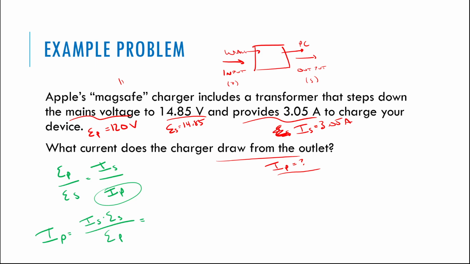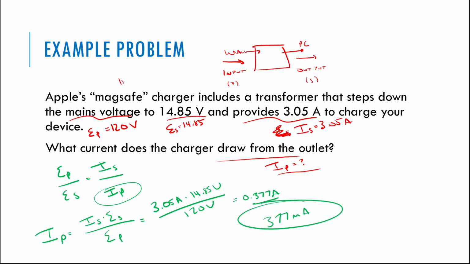And just plug and chug right in here now. I know my secondary current was 3.05 amps. That's what I want on the output side. I know my secondary voltage is 14.85 volts. And I'm just going to divide by the input voltage, 120 volts. And I get 0.377 as my current. Since it looks like that, I might write it as 377 milliamps. So there you go. Not too tough to deal with the transformer problems.